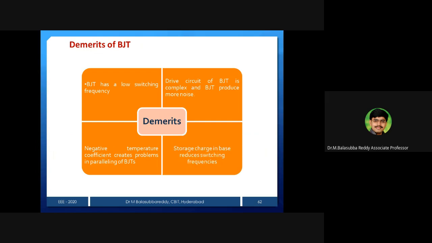That will come later. Storage charge in a base reduces switching frequencies, because the base will store some charge, and to dissipate those charge particles we need some time. Because of that time, the switching frequency is going to be reduced.